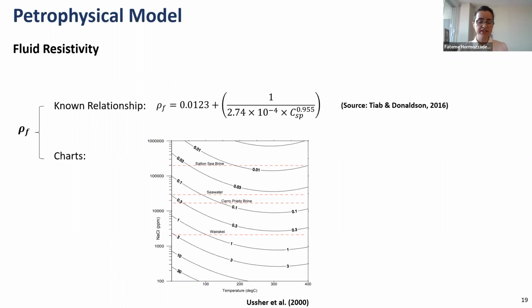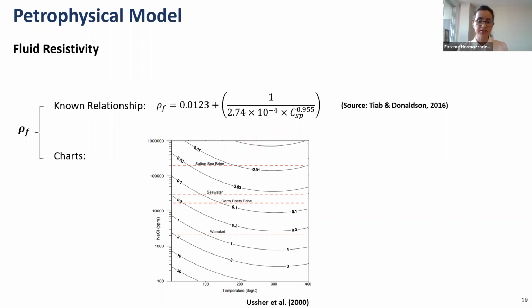The first parameter is fluid resistivity. So fluid that fills pore space can affect the resistivity by its phase and also its temperature, salinity, and the amount that it is in the pore space. So fluid resistivity depends on both the salinity and the temperature.